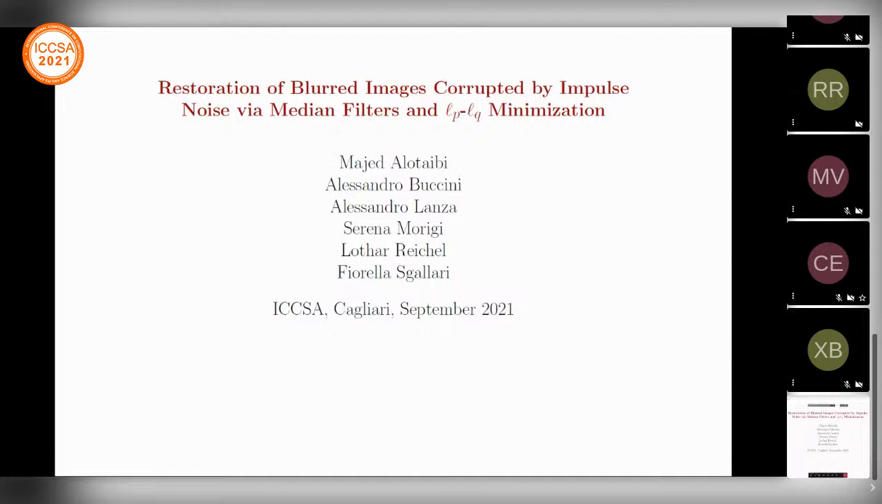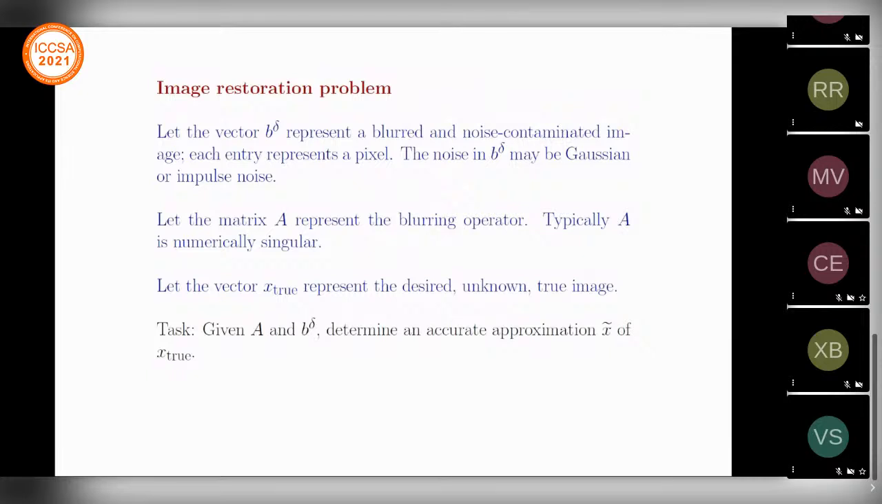So anyway, this is some joint work, primarily with Majed Al-Otaibi, who is a grad student in Kent, and Alessandro, who doesn't need an introduction. But this is based on some older work with people in Bologna. Ultimately, what we are trying to do is LPLQ minimization, and we want to show you some new tricks we can do.